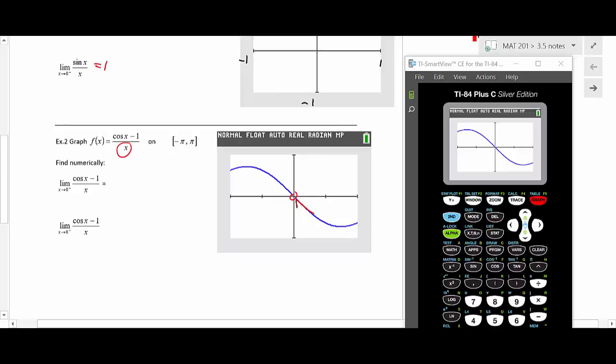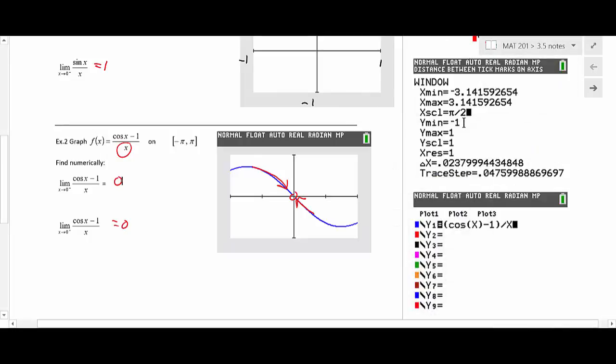If you're going from the right, that looks like that's going to 0. If you're going from the left, that also looks like that 0. Okay, so all I want you to do is just see these things visually to begin with in this section.